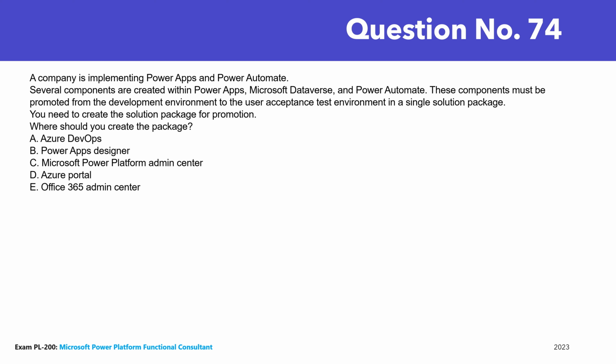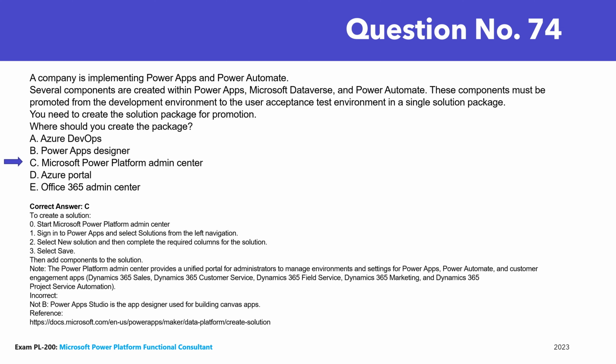A company is implementing Power Apps and Power Automate. Several components are created within Power Apps, Microsoft Dataverse, and Power Automate. These components must be promoted from the development environment to the user acceptance test environment in a single solution package. You need to create the solution package for promotion. Where should you create the package? A. Azure DevOps. B. Power Apps Designer. C. Microsoft Power Platform Admin Center. D. Azure Portal. E. Office 365 Admin Center.